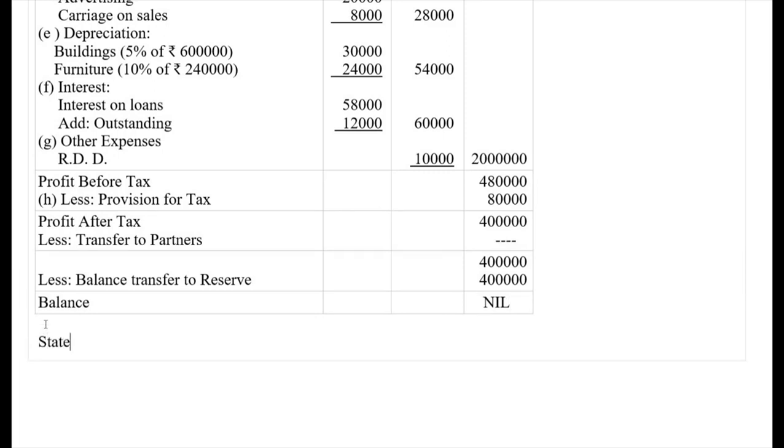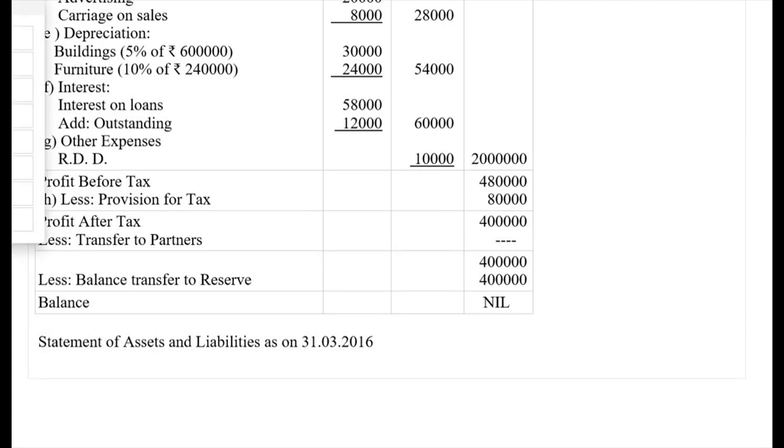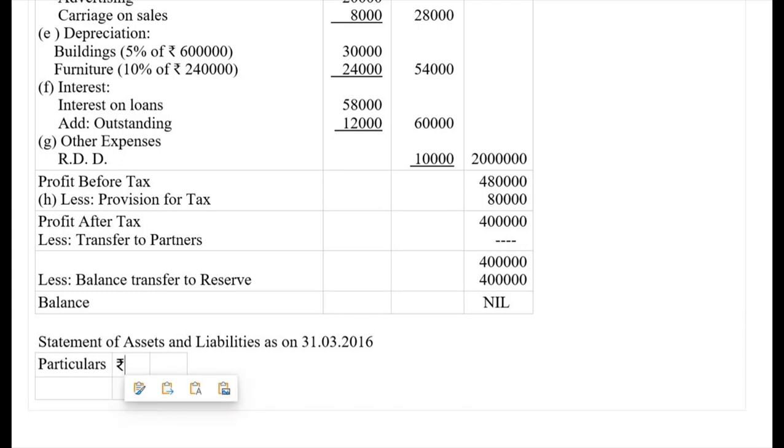Then the next one comes here, statement of assets and liabilities as on 31/3/2016. So let me insert here particulars, rupees. So let me insert one more column here.